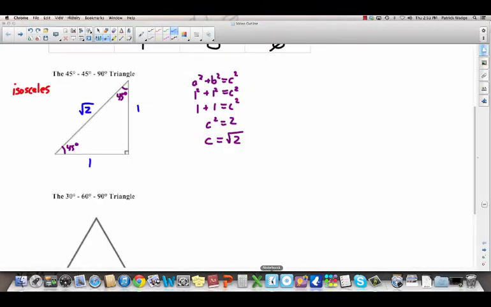So if you want an exact answer, you leave it as the square root of 2. And that's what we're going to do. Now, why do we do this? Because now we can figure out what is sine and cos and tan of 45 degrees. How do we do that? Well, let's take a look.